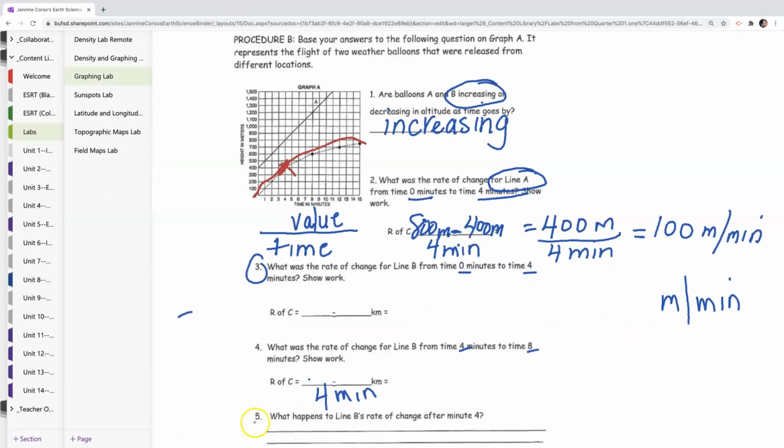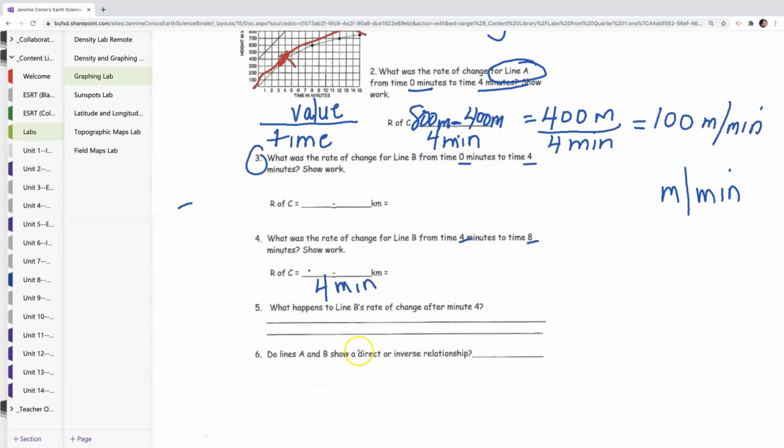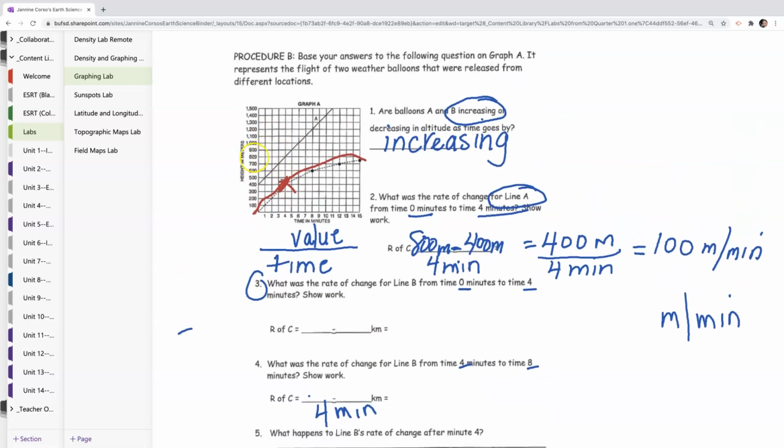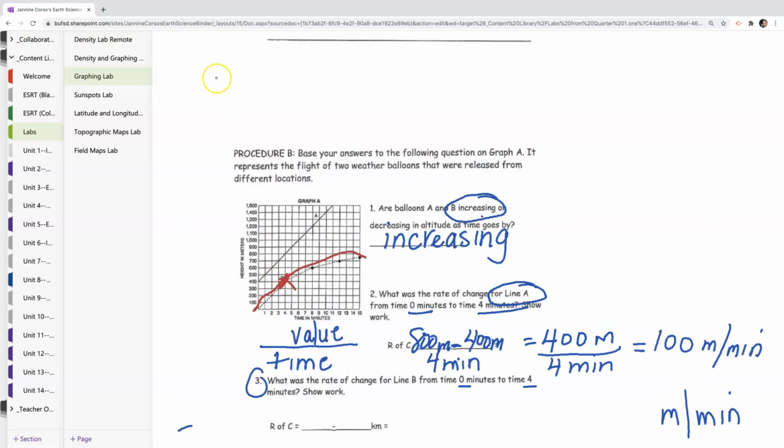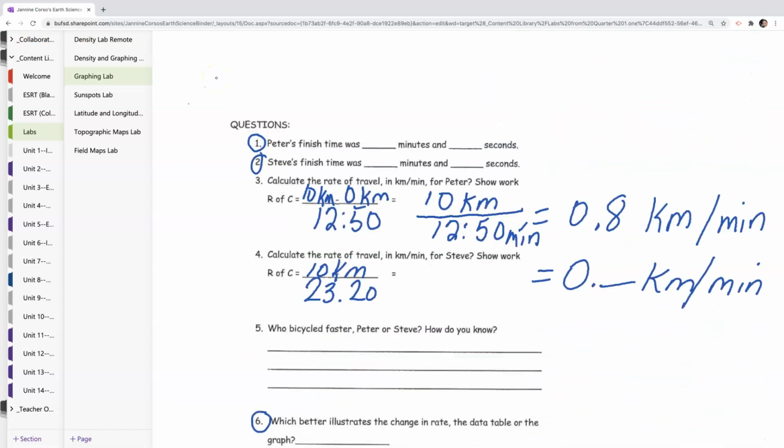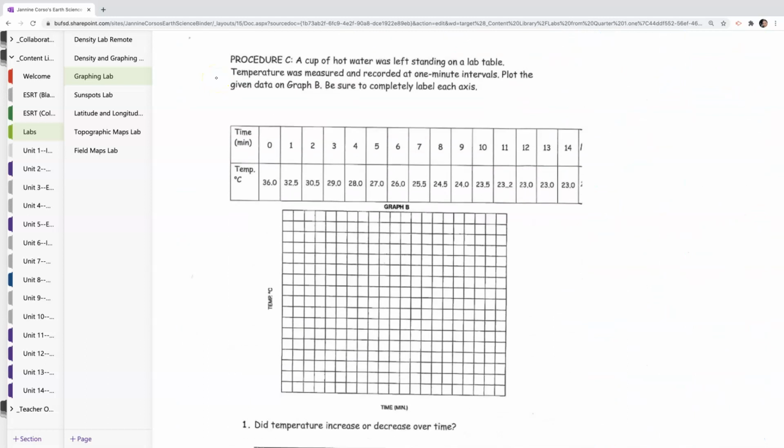And then your final question says, do lines A and B show a direct or an inverse relationship? Remember the difference between a direct and an inverse. A direct relationship has the line going up on the graph like that, whereas inverse has the line decreasing. If you look at this, you can clearly see these are both a direct relationship. Okay, so that is procedure B. If you are not up to where you're supposed to be so far, you may pause this video and come back when you are exactly where you should be.